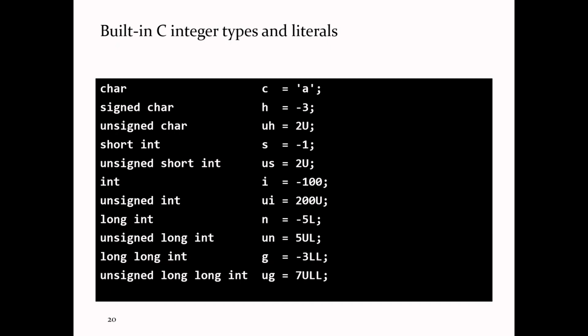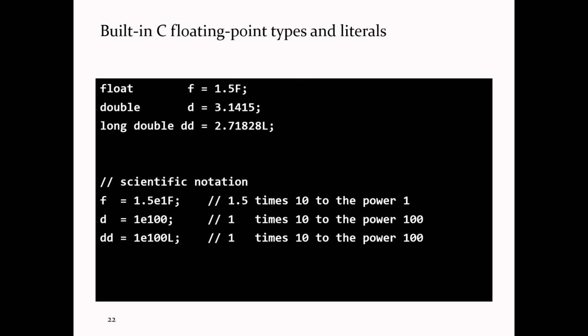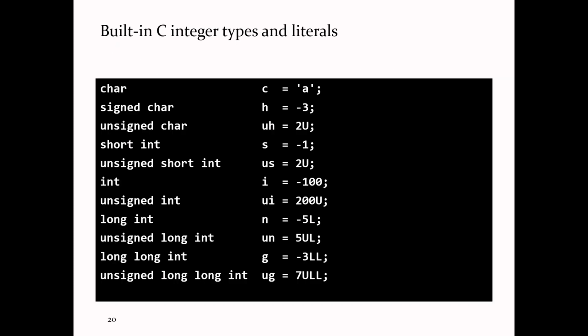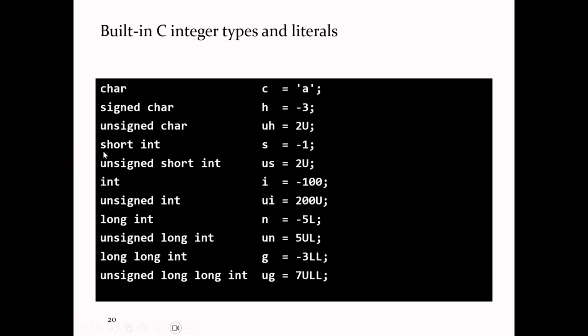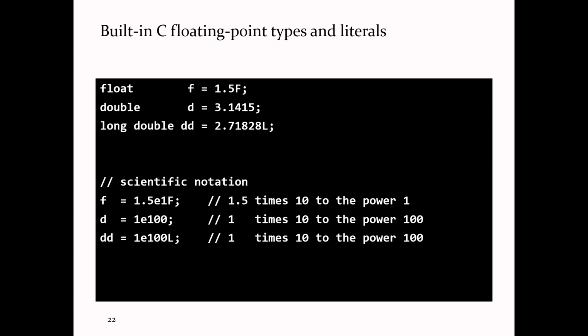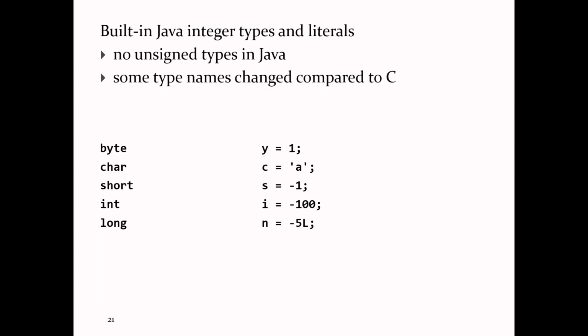In Java, there's a lot fewer of them. And there are no unsigned types in Java. So your integer numeric types in Java are byte, char, short, int, and long. The only ones we care about are char, int, and long. Byte and short we won't use in this course. I'll talk about it later in another lecture.